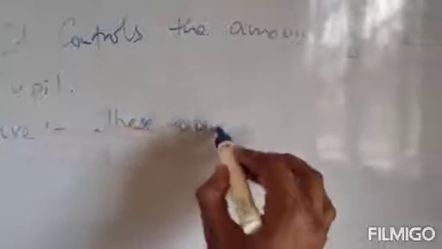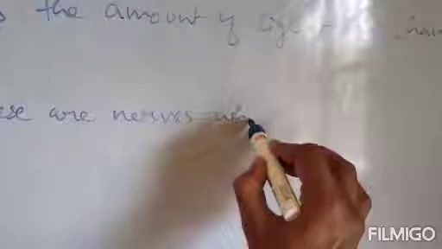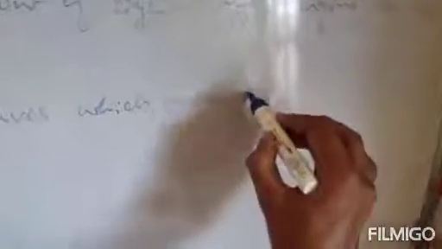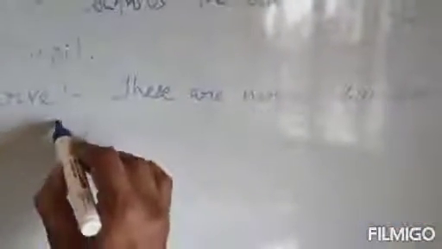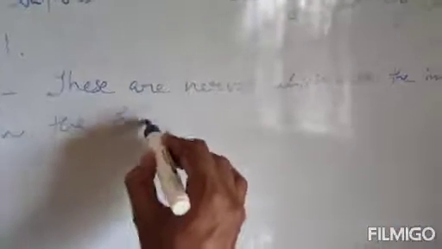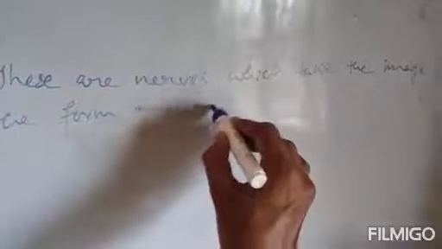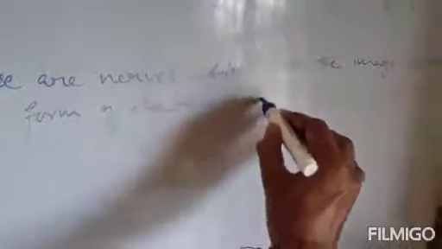So the optic nerves are nerves which take the image to the brain in the form of electrical signals. These are nerves which take the image to the brain in the form of electrical signals. These are optic nerves. What is its function?